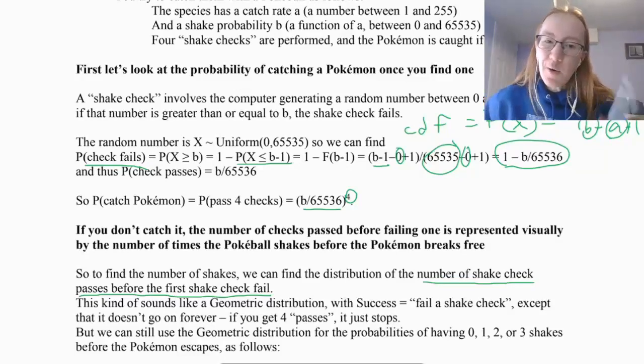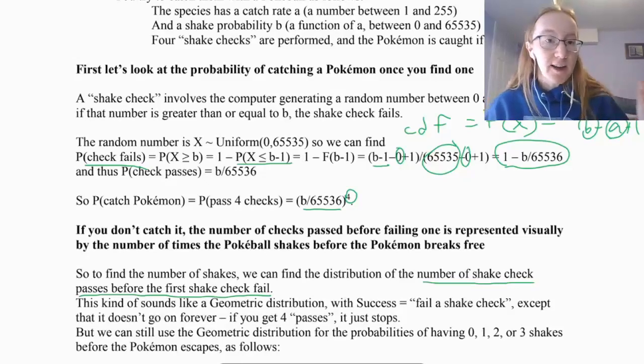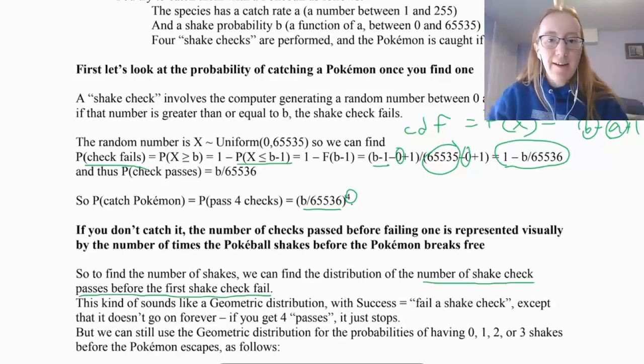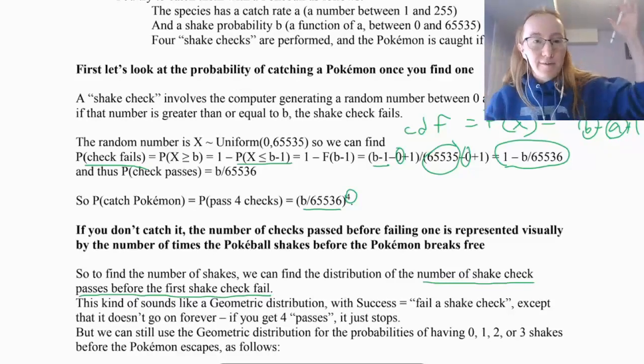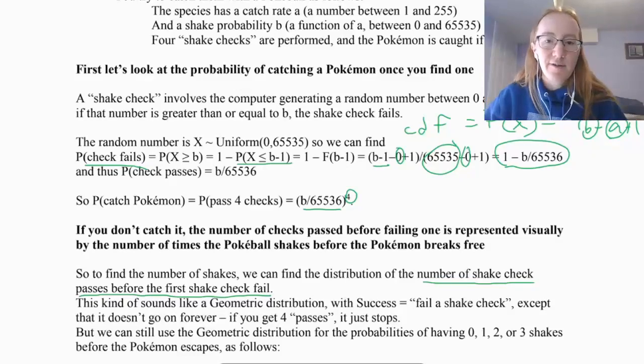But it's not quite geometric, because here there's a limit. If it passes 4 times, then it doesn't keep going. It stops. The Pokemon is caught and everything is done. So we can think about it as almost a geometric. It starts off like a geometric, but then it's kind of truncated, and then all of the rest of the probabilities go together to be the Pokemon being caught.